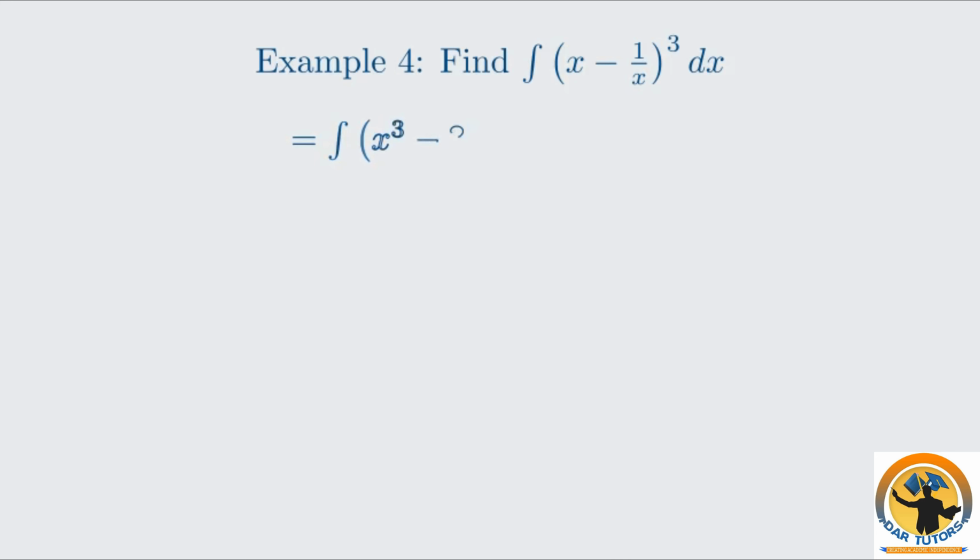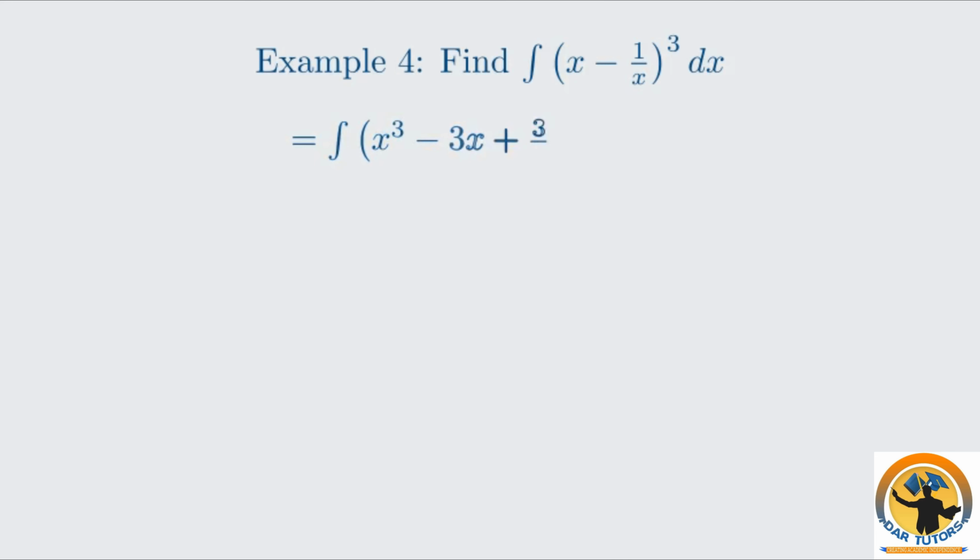Now let's tackle a more complex problem that requires some algebraic manipulation before we can integrate. We need to find the integral of the quantity x minus 1 over x, all cubed. There is no power rule for integration of a function. We cannot simply integrate the inside and raise it to the power of 4. We must first expand the expression. We can use the binomial theorem or simply multiply it out.